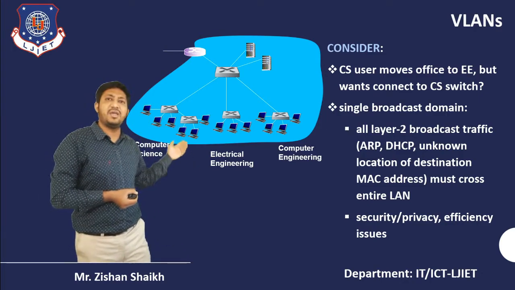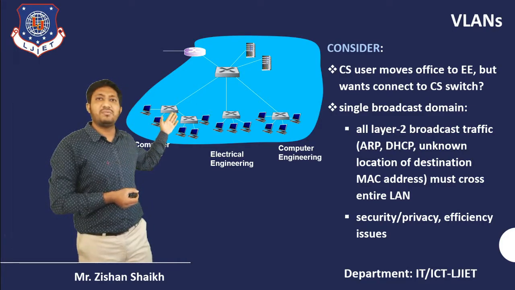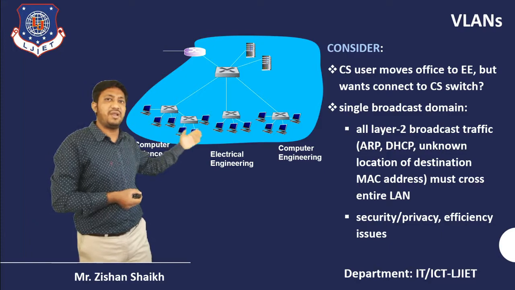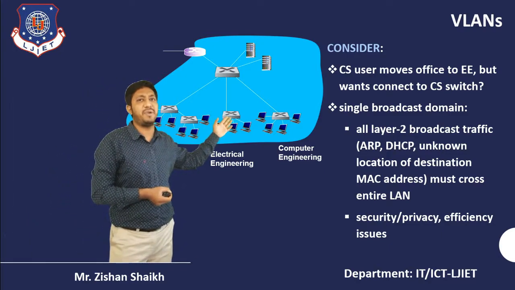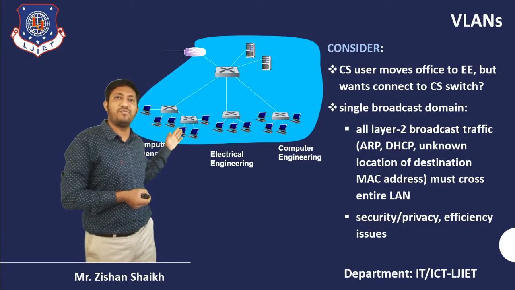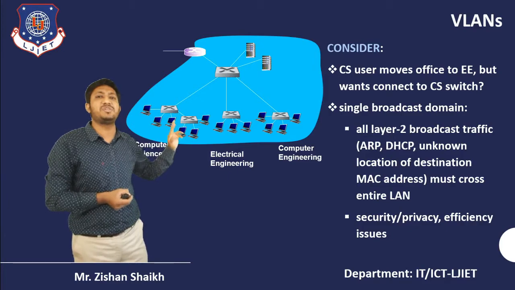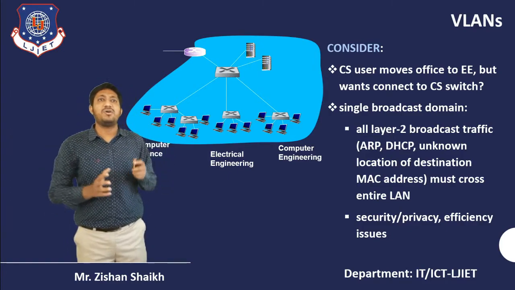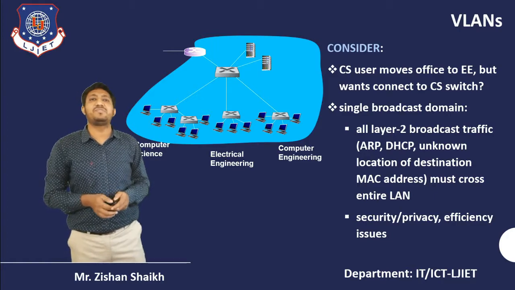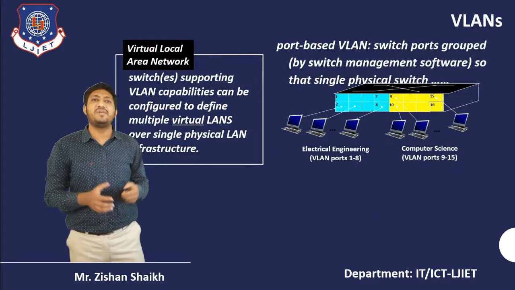Physically this machine is connected with the computer science switch, while the electrical engineering department has its own switch, but the user is moving from one to the other. How can we maintain the data across different switches, or how are those switches interconnected? A virtual LAN is the answer to this type of situation. For that, it uses different types.